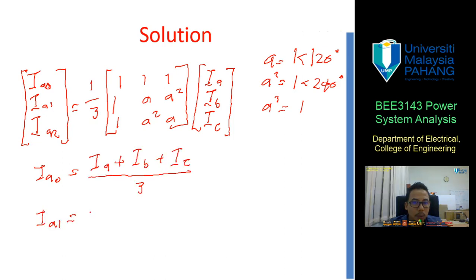it is IA plus A IB plus A2 IC, over 3. Then the last one is the negative sequence, which is IA plus A2 IB plus A IC, over 3.